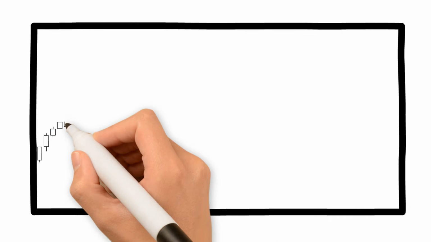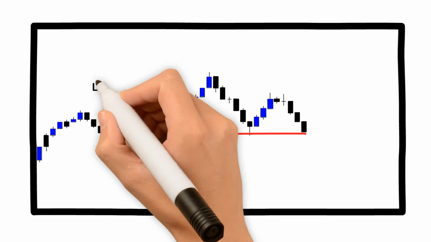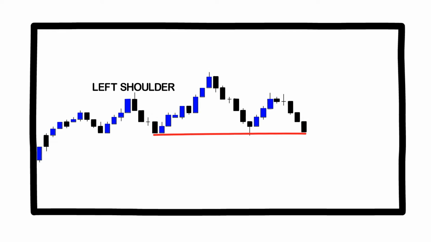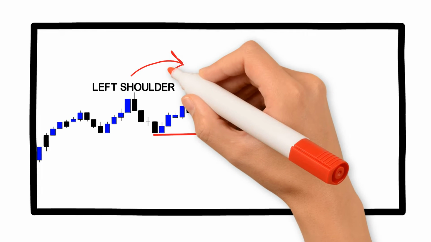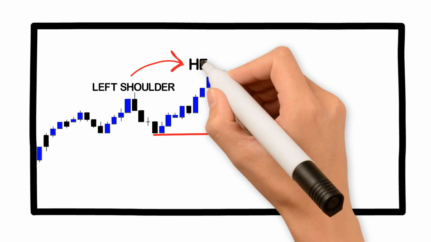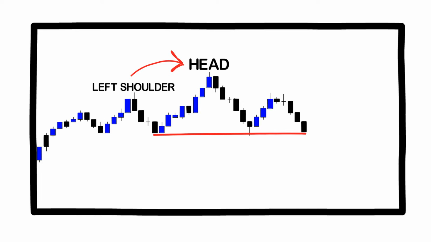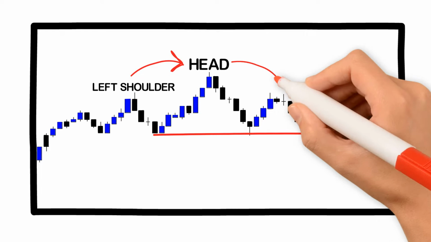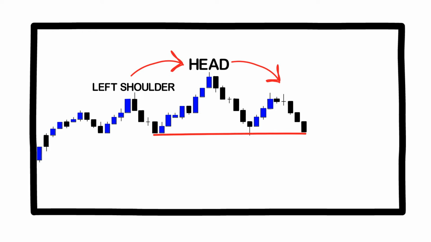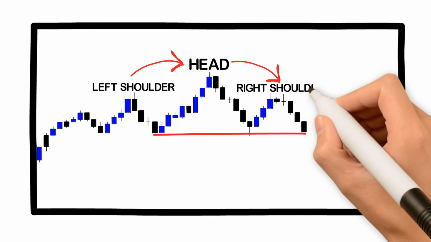Now let's take a look at the chart. In an uptrend, the first peak forms. After a small retracement, price pushes higher, creating a higher peak. But as the bullish trend gets exhausted, bears drive the price down again. Bulls see this as an opportunity to buy, but this time fail to reach the previous high.